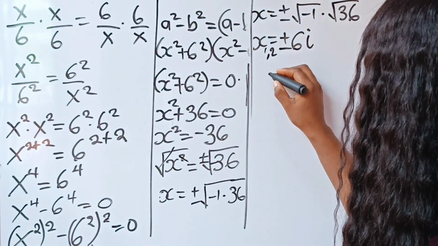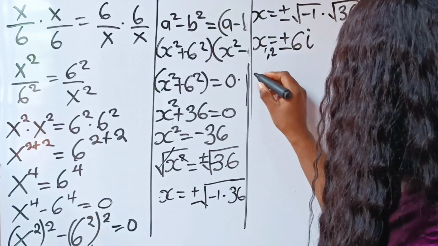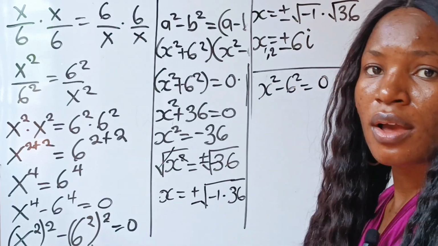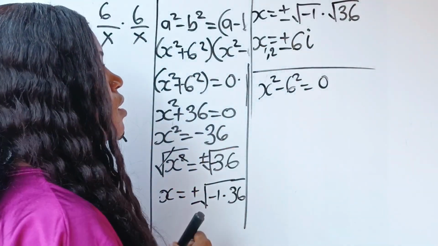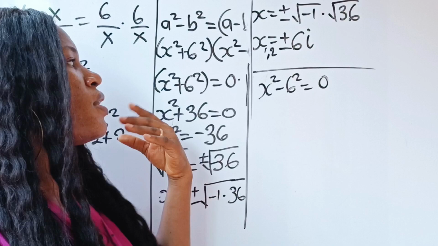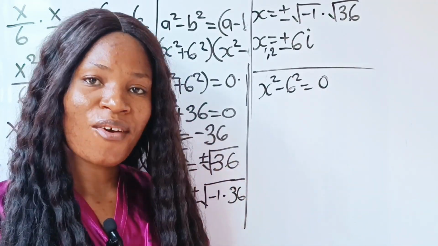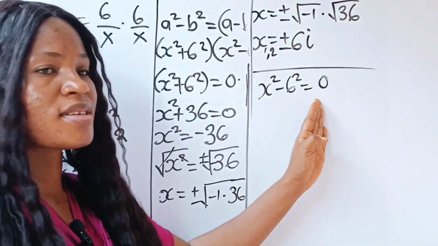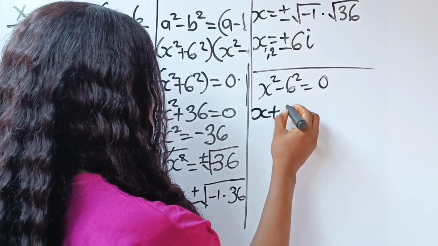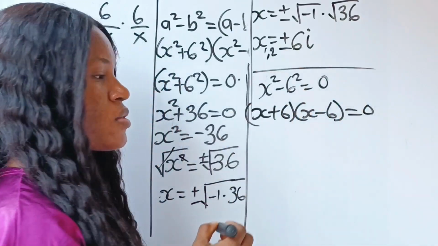Now let's solve the other one. We also had x squared minus 6 squared is equal to 0. Now when you look at this particular one, you can see a difference of two squares here as well. Please watch to the end because I'm going to prove that the answer we got is correct. So this is a difference of two squares, which can be expressed as x plus 6 multiplied by x minus 6 is equal to 0.